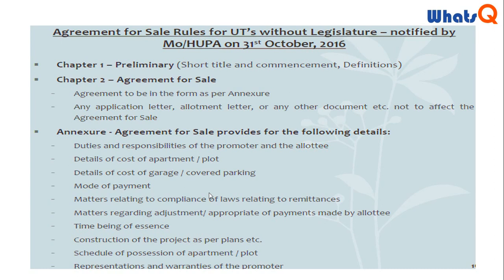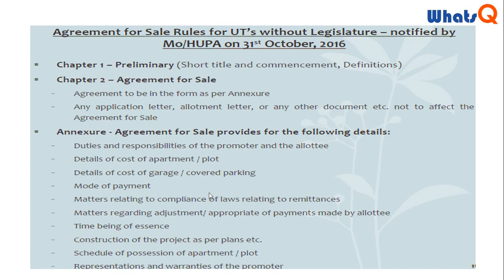The annexures will have the various details, and any application letter, allottee letter or any other document should not affect the agreement for sale. So these are the terms that have been defined under the agreement for sale under the RERA Act. Now let's look at the annexure: what does the agreement for sale provide for? It provides for the duties and responsibilities of the promoter and the allottees.